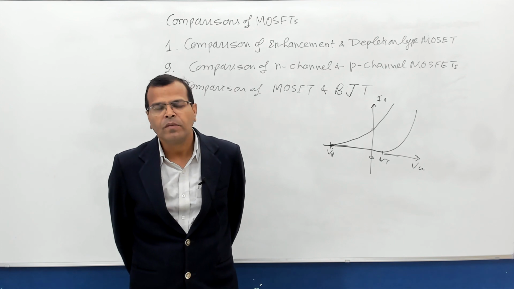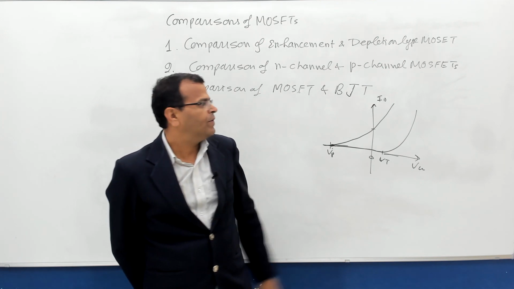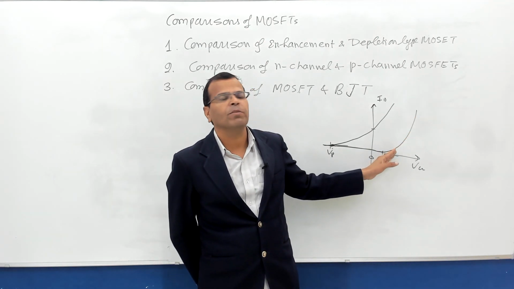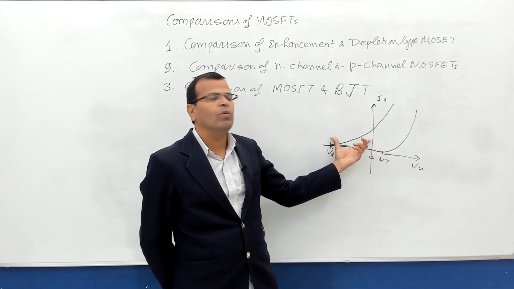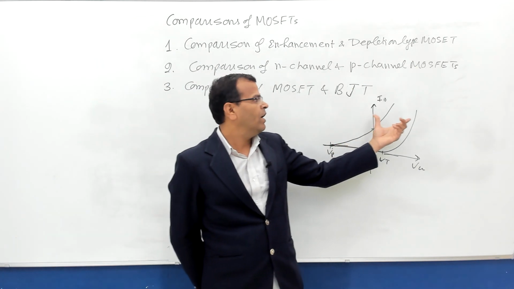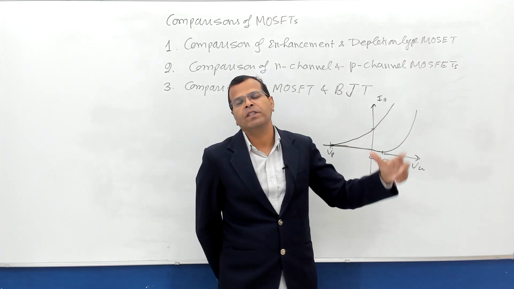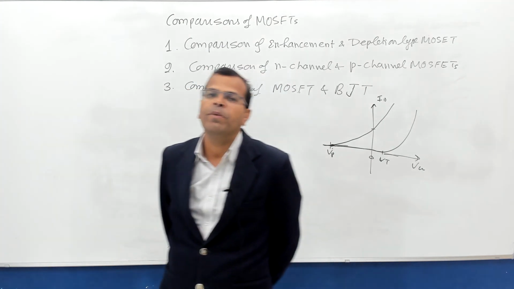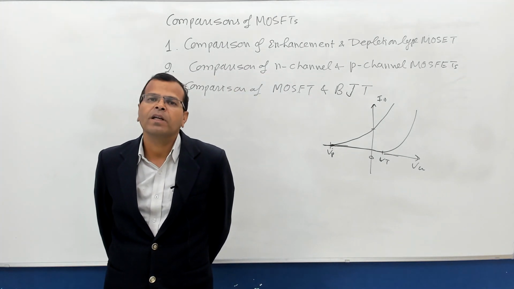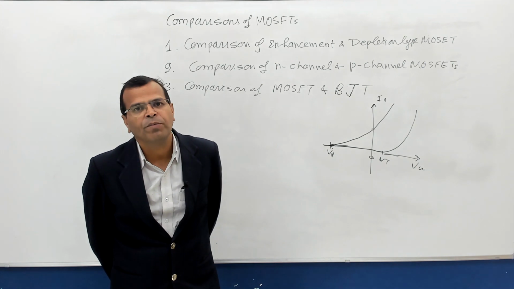Number 2, enhancement type MOSFET always works only in enhancement mode when VGS is positive, whereas depletion type MOSFET works in depletion mode when VGS is negative and in enhancement mode when VGS is positive. So depletion type MOSFET can work in both modes, depletion and enhancement, and enhancement type can work only in enhancement mode of operation.